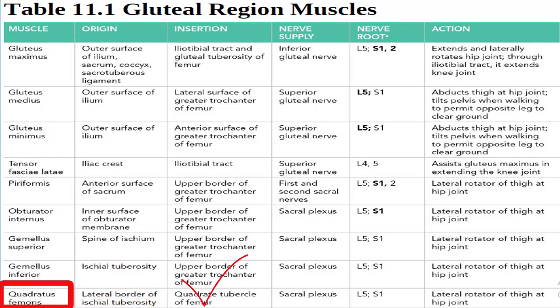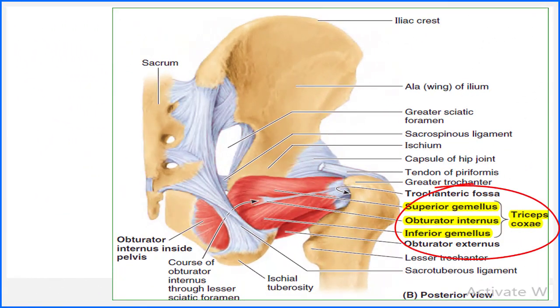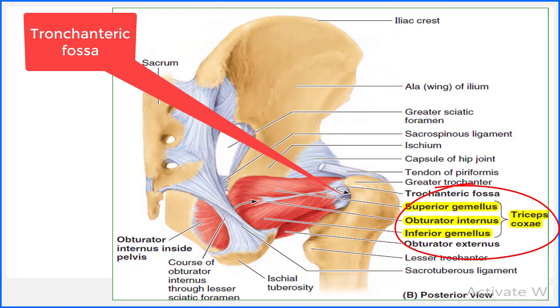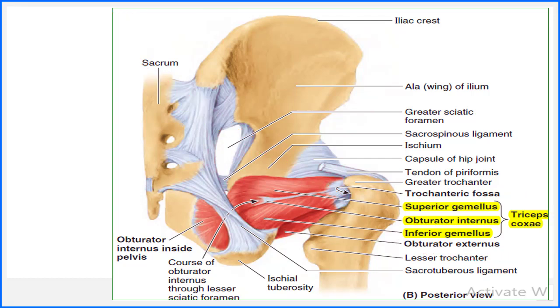Another point to remember regarding the deep group is about triceps coxae, or the triceps of the hip joint. These include obturator internus and the two gemelli, superior and inferior. These three muscles are collectively named triceps coxae because they share a common attachment. That common attachment point is the trochanteric fossa. I told you that they attach on the greater trochanter, but besides the greater trochanter, these three are combinedly attaching on the trochanteric fossa. That's why we name them the triceps coxae muscle.